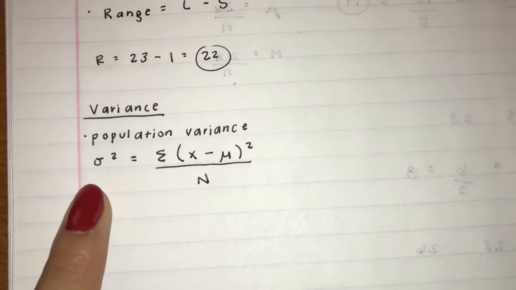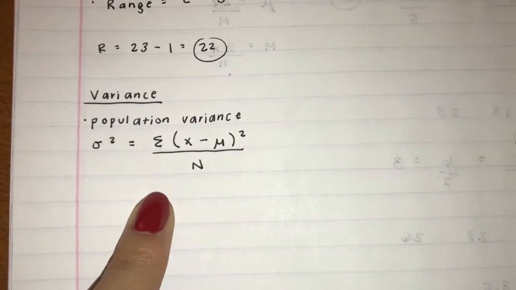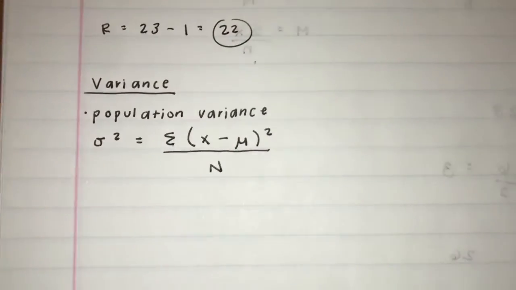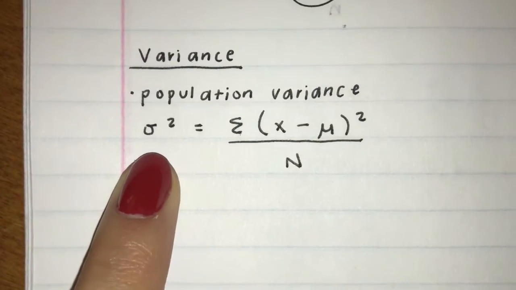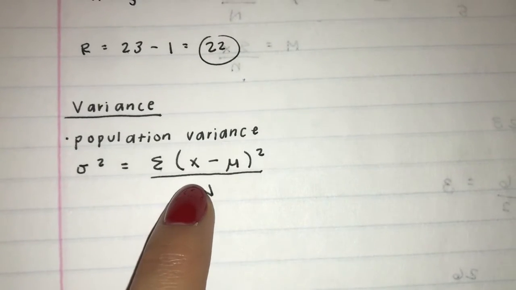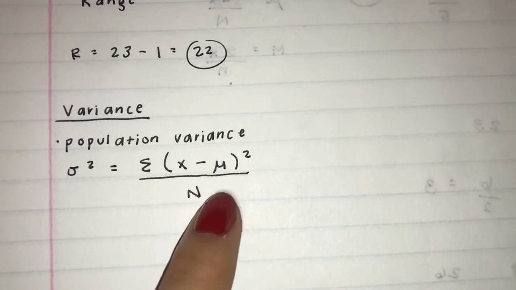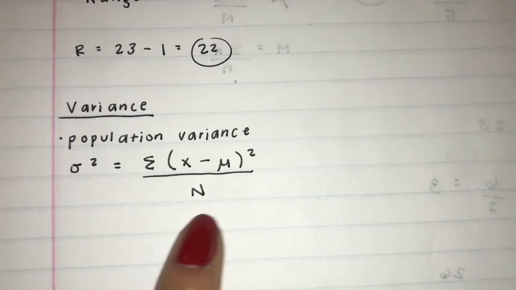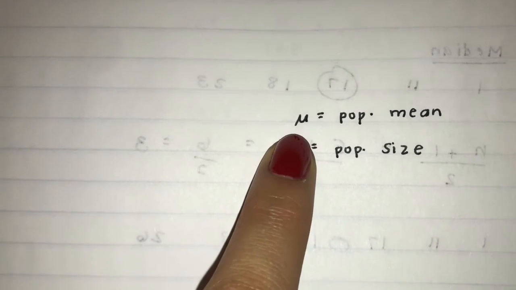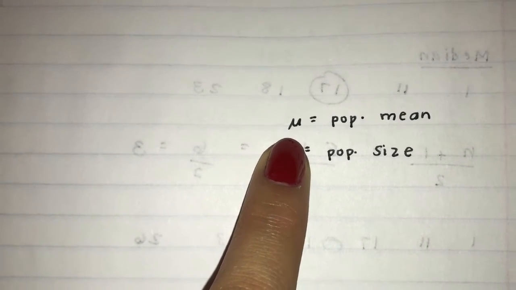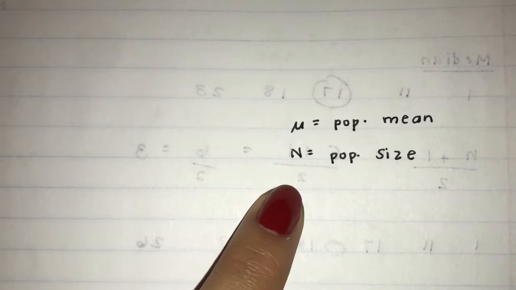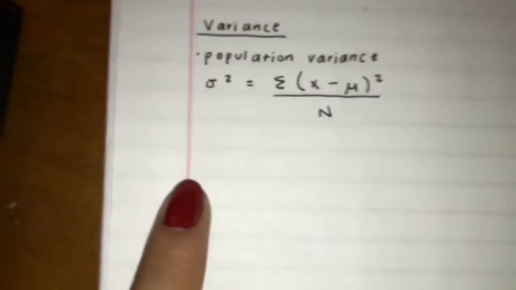So for variance, there's two parts, the population variance and the sample variance. We're going to start with the population variance, and the formula for that is lowercase sigma squared equals the sum of each score subtracted by the population mean squared, divided by the population size. Again, this symbol mu, which we used for the mean on the previous page, is the population mean, and uppercase N is the population size.